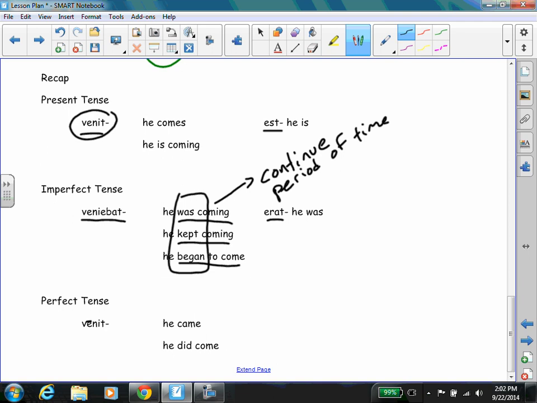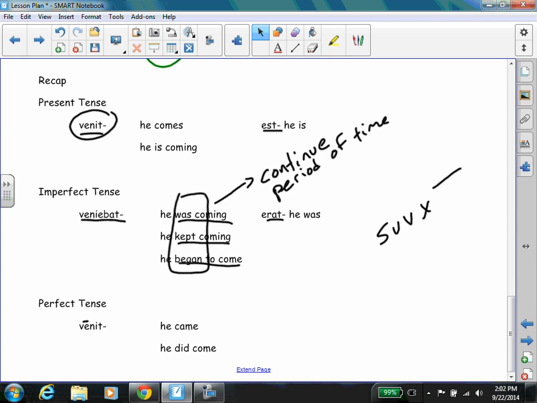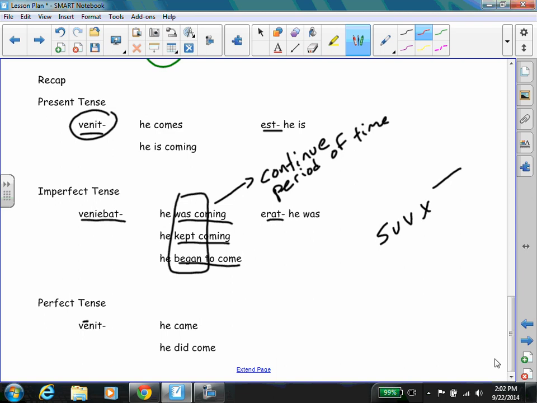Finally, we get down here to venit, and actually there should be a long mark over that E. That long mark over that E, remember we have S, U, V, X, and a long mark as tense markers for the perfect tense. The long mark over venit right here is making it perfect tense. So my translation then becomes, he came, he did come. We do not have a perfect tense linking verb yet. We will get one, but not right now. So he came or he did come.